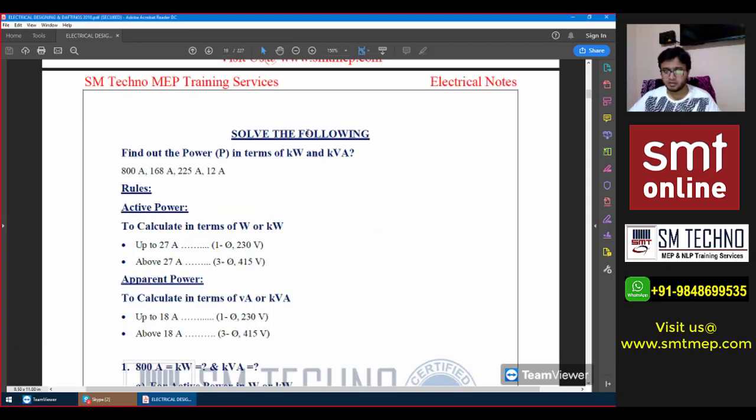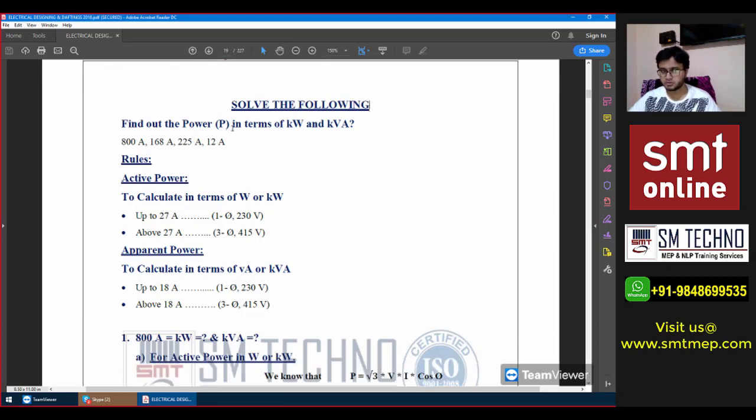Coming to the next topic, solve the following. Now the question is totally reversed. Previously, there was a load, and we had to find out the value of current, with respect to the kVA value, the kilowatt value, and the kVAR value. But now the question is totally reversed. Here we have the value of current. We have to find out the amount of power in terms of kilowatt, that is active power, and apparent power, kVA.